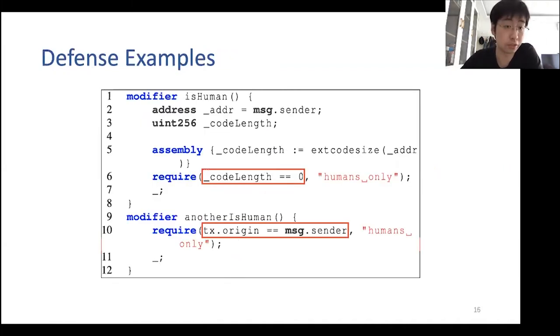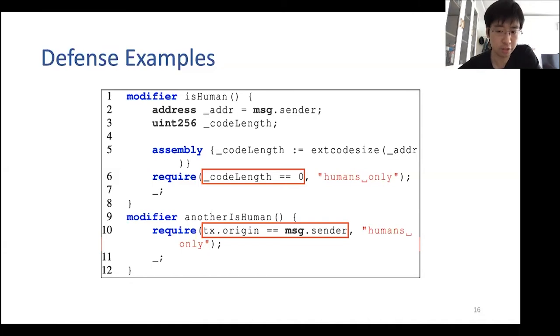We show two such defenses against airdrop punting. The first is to check the code length of a user. If a human sends a transaction, his code length is zero, while if a bot contract sends the transaction, its code length is larger than zero. So this is-human defense can be used to check whether the user is a human or a bot contract. Unfortunately, this defense can be evaded. So another defense is to check the transaction origin instead of the message sender. In our attack example, the transaction origin is always the controller contract.